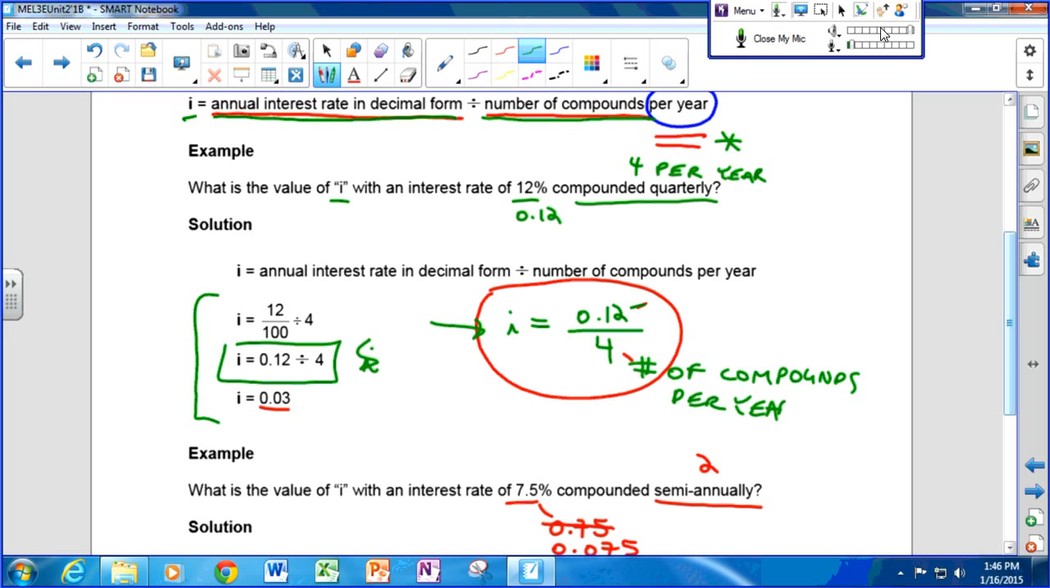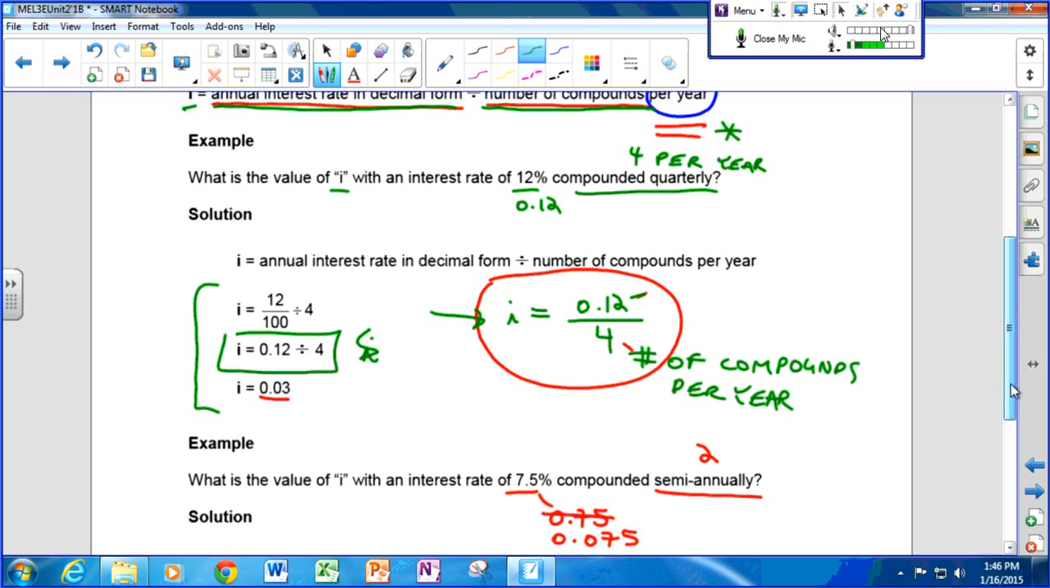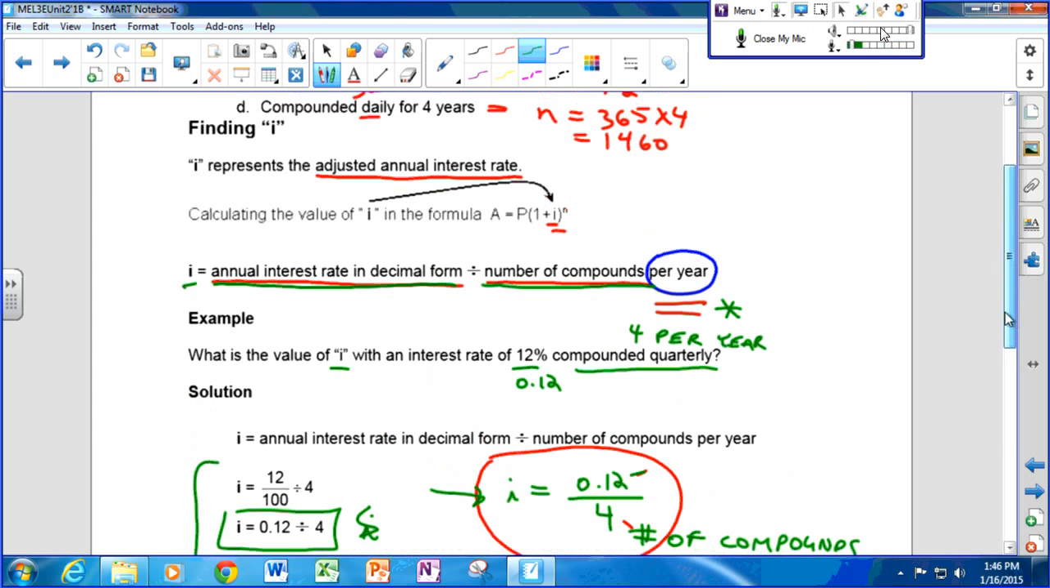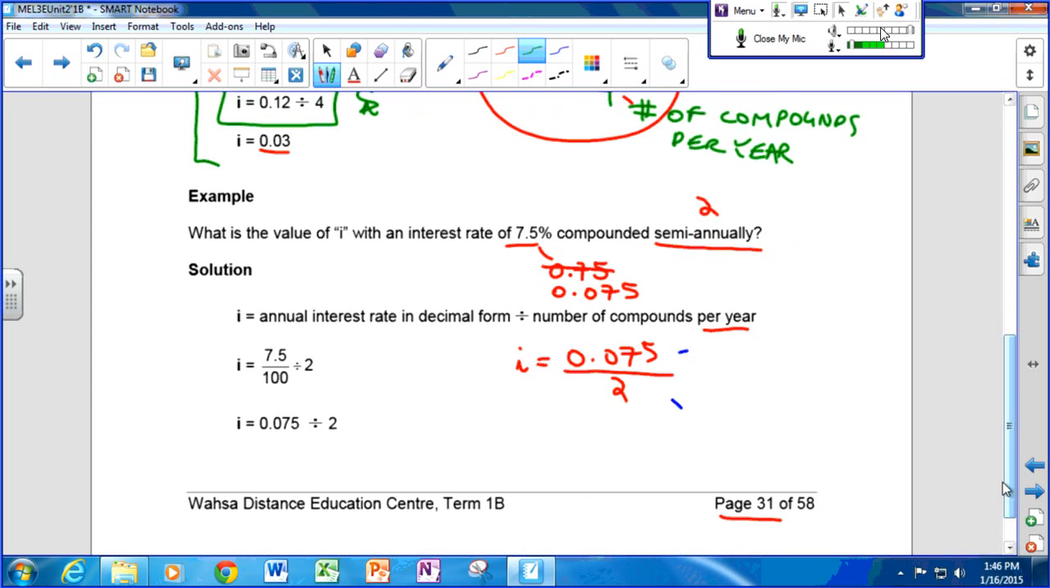So when you're doing a compound interest question, the number of compounds per year is going to appear in two places. It's going to appear in your I, where you divide your I by the number of compounds, and it's going to appear in your N, where you multiply the number of years by the number of compounds per year. So double check that when you're doing this. Here's one where it's semi-annually. Your I is going to be divided by 2, and your N, they don't give us enough information to calculate, but it's going to be something multiplied by 2, the number of compounds per year.